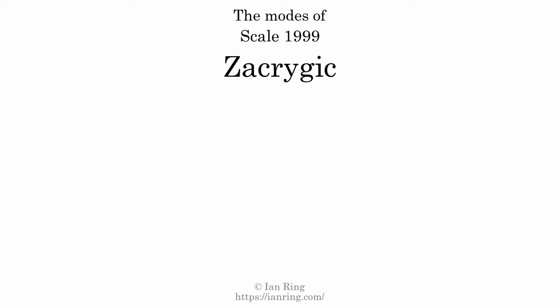This scale has 9 modes. The first mode is itself. The second mode is scale 3047, also known as Zacrygic. It sounds like this.